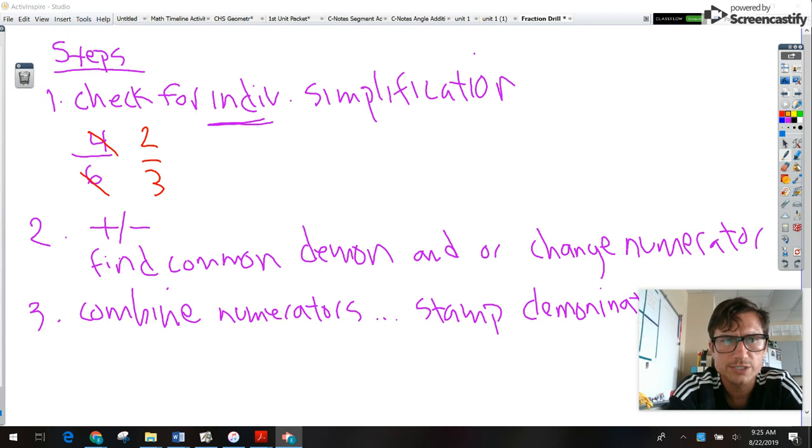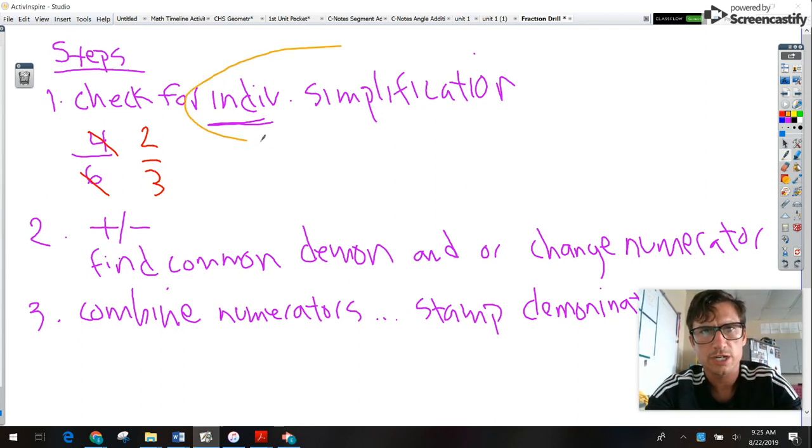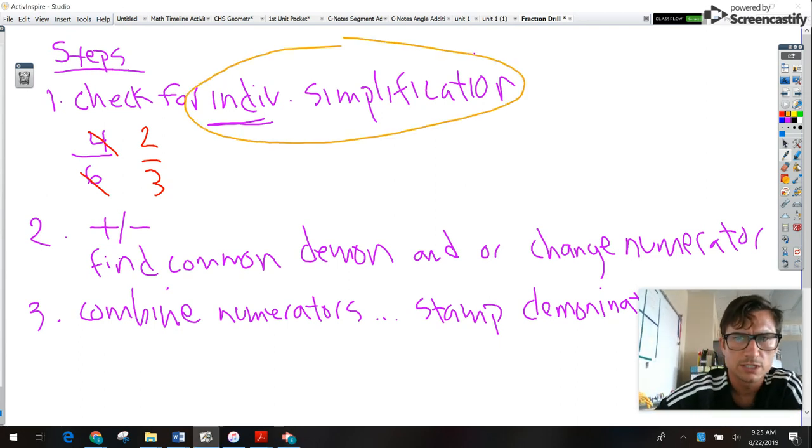So you're looking at fractions, especially for addition and subtraction. The first thing you do, you check for individual simplification. A little example there: we have 4 over 6. Both numerator and denominator are divisible by 2, so you can simplify it down to 2/3. The concept there: the smaller the numbers, the easier they are to play with. So always check for individual simplification before you do anything, especially for addition and subtraction.